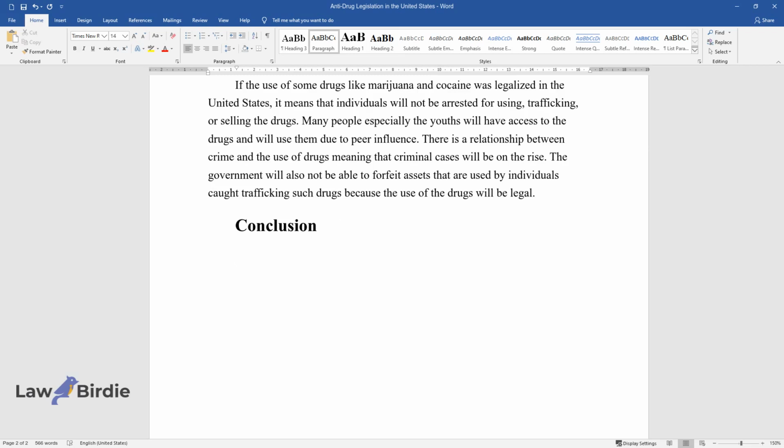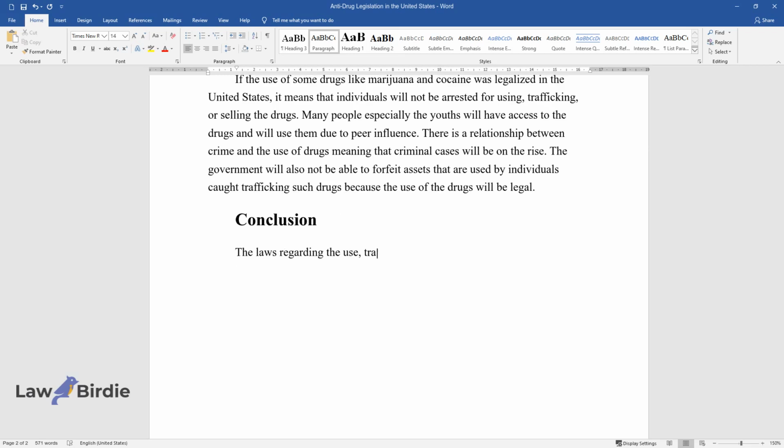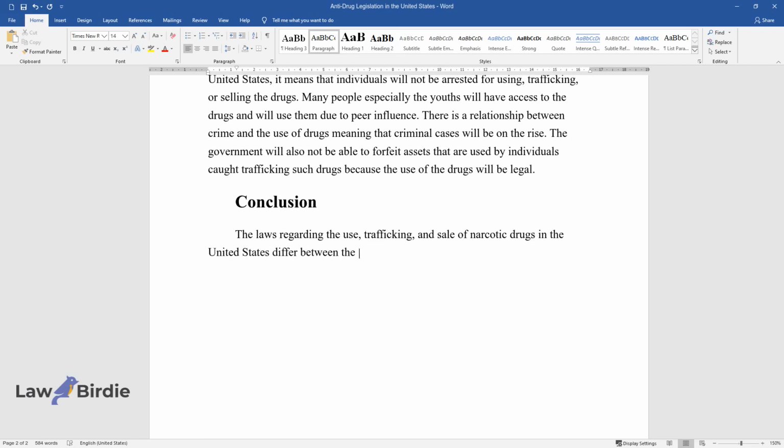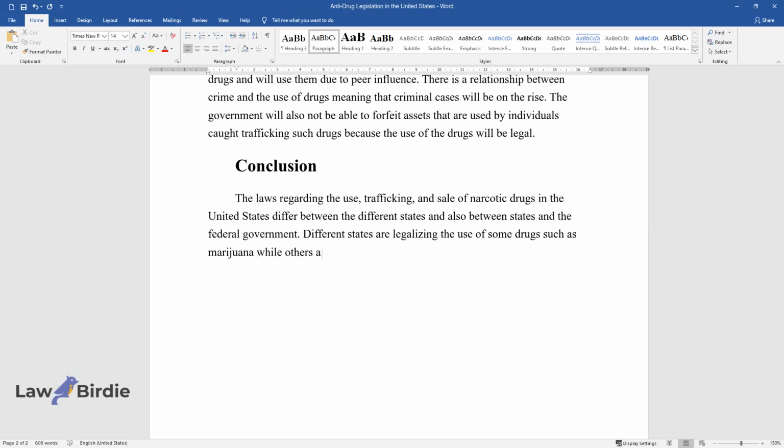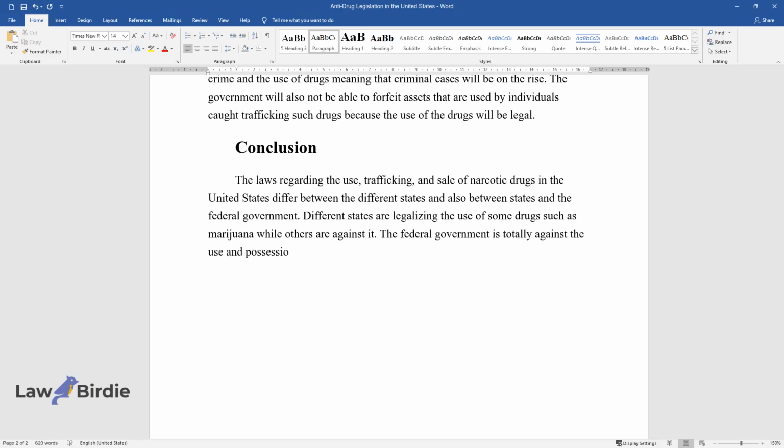Conclusion. The laws regarding the use, trafficking, and sale of narcotic drugs in the United States differ between the different states and also between states and the federal government. Different states are legalizing the use of some drugs such as marijuana while others are against it. The federal government is totally against the use and possession of any illicit drug in the United States.